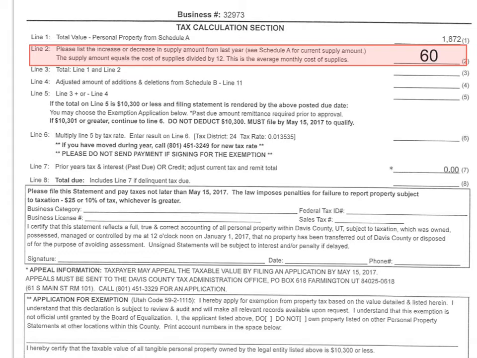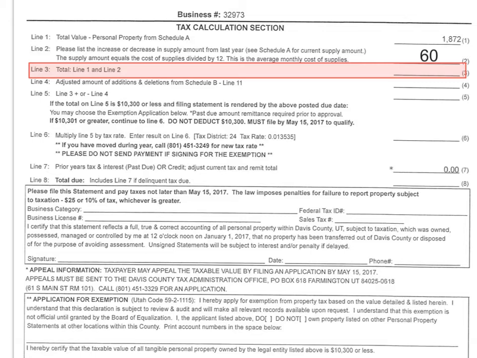For this example, we are going to be increasing the supply amount by $60, so we've entered $60 on line 2. Line 3 is the total of lines 1 and 2. For this example, $1,872 plus $60 equals $1,932.